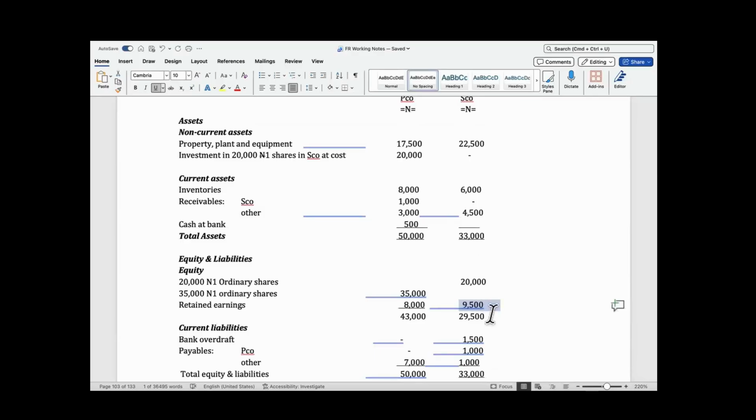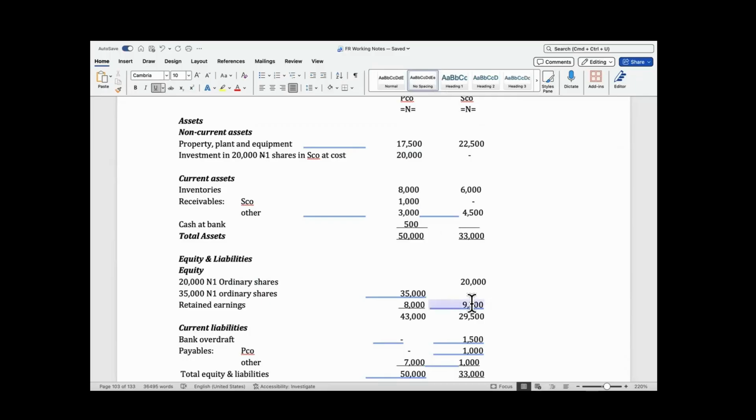Shouldn't they be cancelled out? Is it not part of equity? Anybody? We need to cancel out this 9.5 too. Because if you are cancelling out 20 against 20, fine. But if you are cancelling out 20 against 29,500, then there's something wrong.